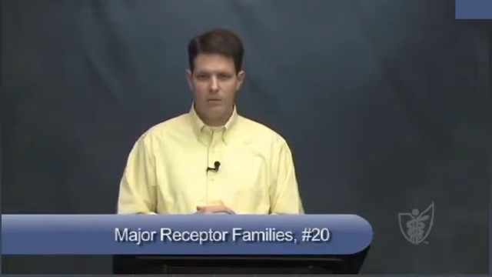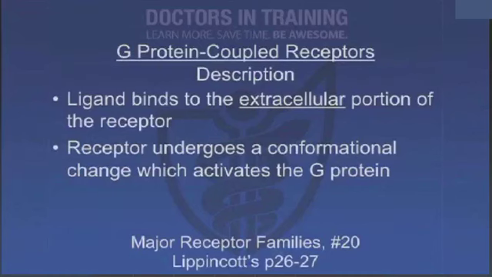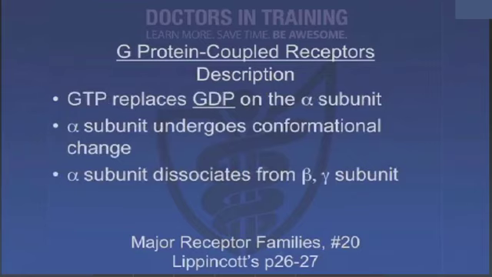So the ligand comes in and binds to the extracellular portion of the receptor, and that forces that transmembrane portion of the receptor to undergo a conformational change. That conformational change then activates the G protein so that GTP can come in and replace GDP on the alpha subunit. And that causes the alpha subunit to undergo another conformational change, and it dissociates from the beta-gamma subunit. So both the beta-gamma subunit and the alpha subunit can go on and activate other enzymes. They can turn on other enzymes.